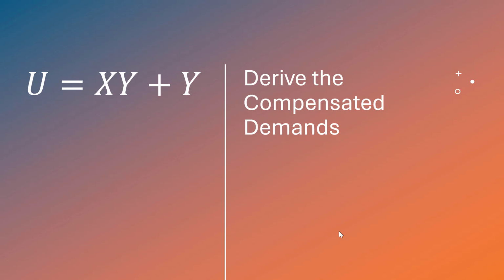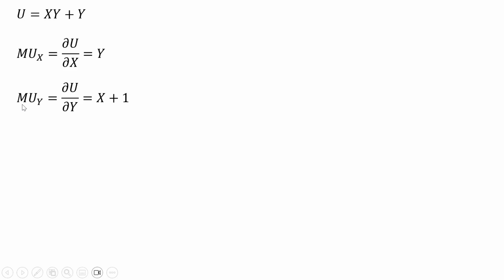Hello, in this video we're going to derive the consumer's compensated demands from this utility function. Here's the consumer's utility function, a function of good x and good y. We'll get the marginal utility of good x, which is just y. We'll get the marginal utility of good y, which is just x plus 1.